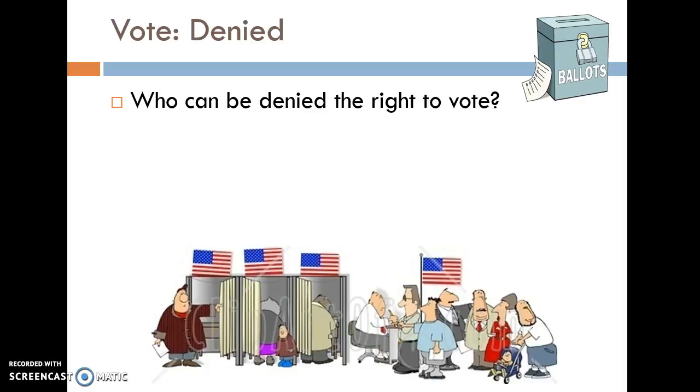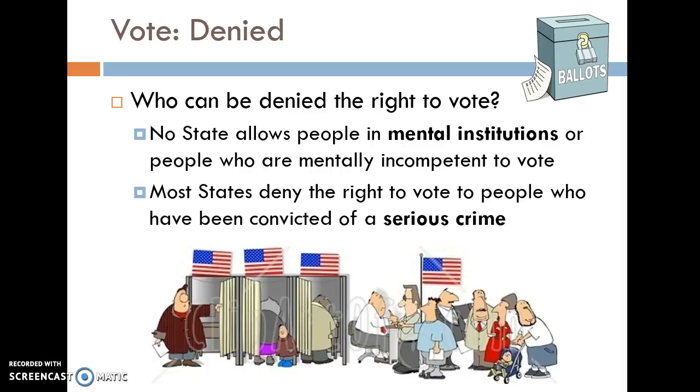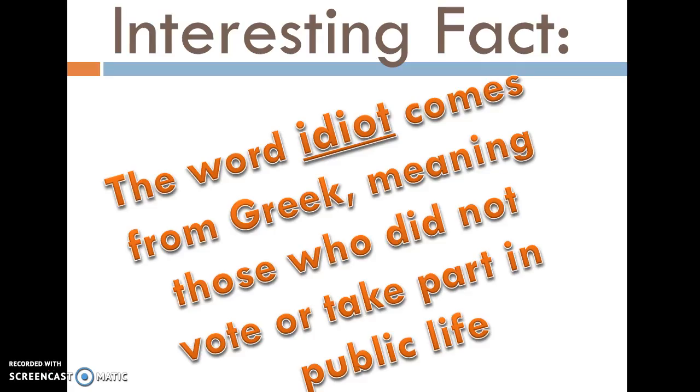So who can be denied the right to vote? There's actually a handful of groups. No states allow people in mental institutions or people who are mentally incompetent to vote. Most states deny the right to vote to people who've been convicted of a serious crime. Just a little interesting fact, the word idiot comes from Greek, meaning those who did not take part in political life or vote.